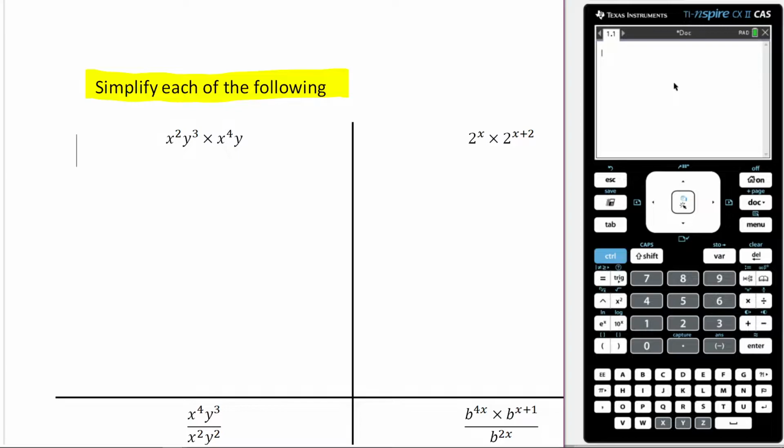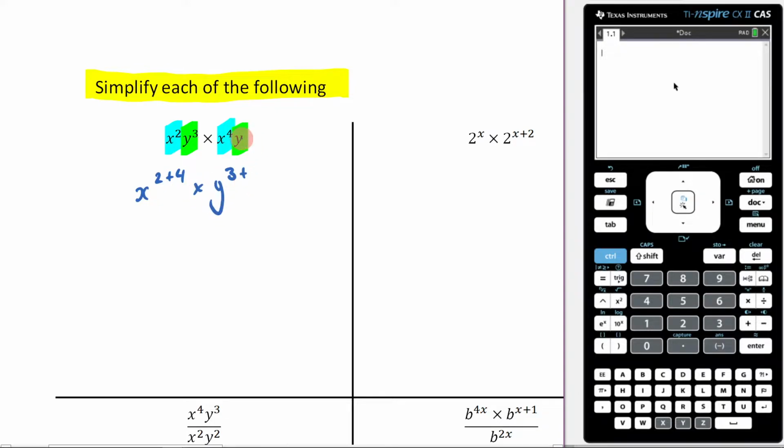So the first one, we have x squared y cubed times x to the 4 y. Now what I'm going to do is I'm just going to color code them. As you can see, I've color-coded the things with the same base. And the reason why I've done that is because we know that when we have things with the same base and they're multiplying, you add the powers. So this is going to be x to the 2 plus 4, and then we're going to go y to the 3 plus.